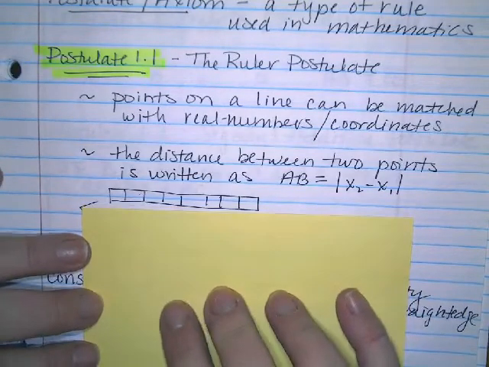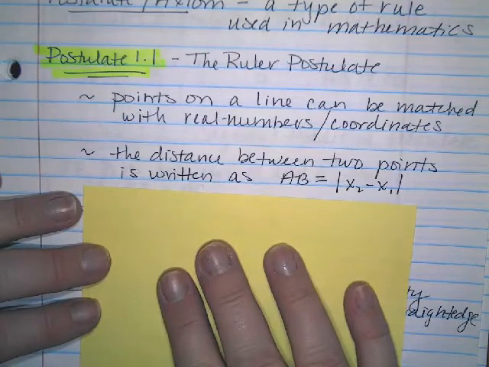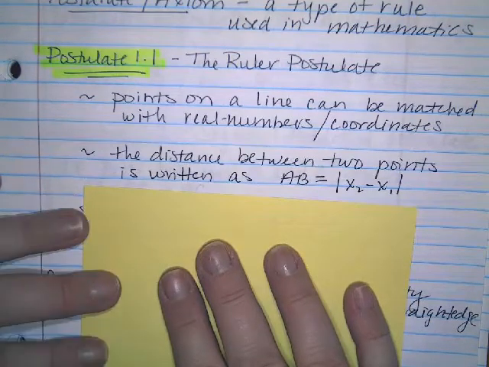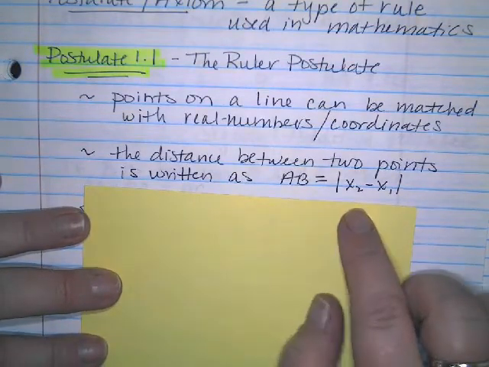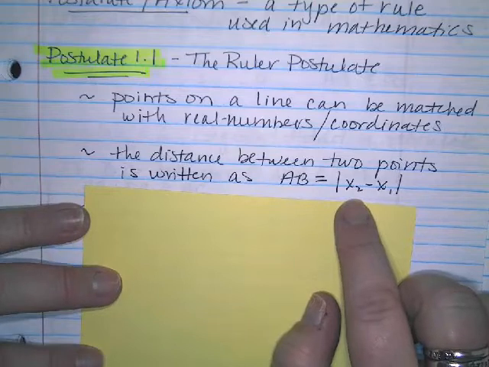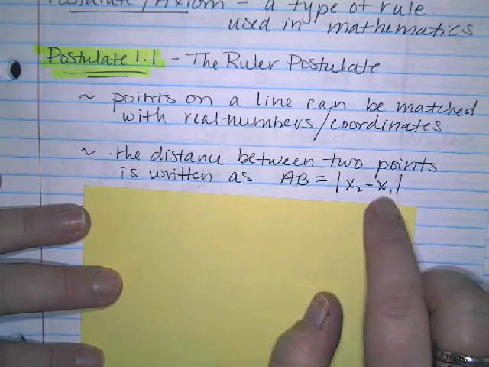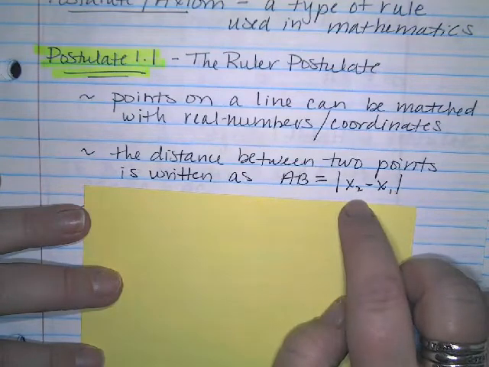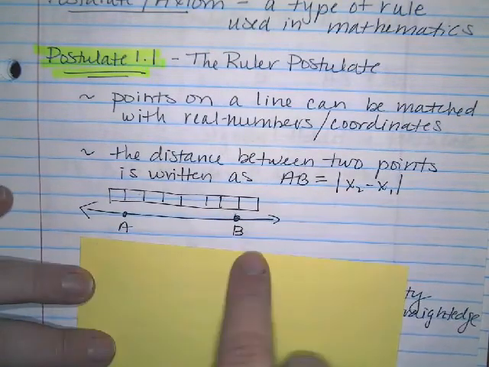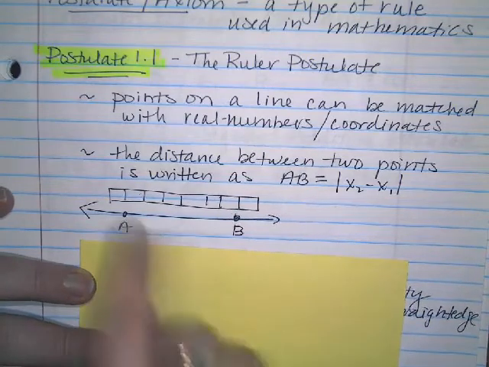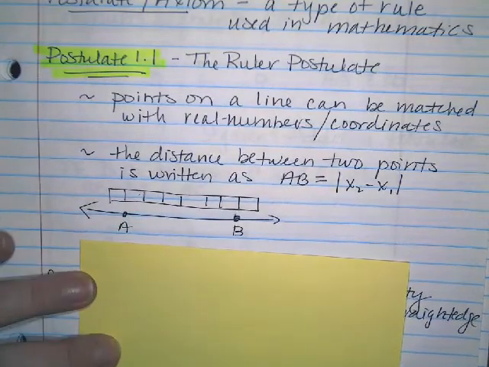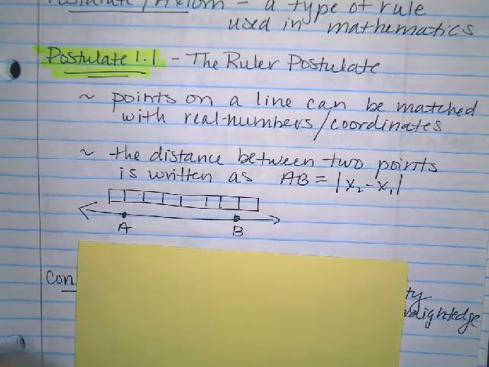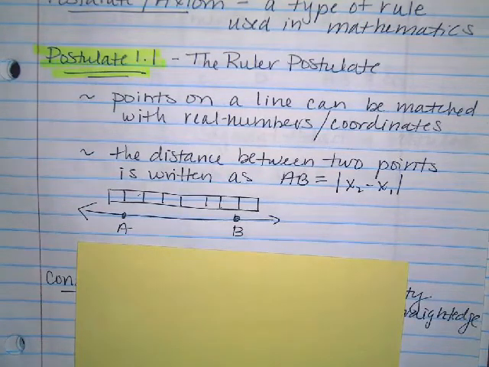And the other piece of it is talking about the distance between 2 points, which is written as this crazy thing. And to find the distance, we just subtract. And remember, absolute value is here because distance is always positive. So what it's saying is that if you have 2 points on a line, here's my little ruler, you like my ruler? You can use a ruler in a sense to measure it.